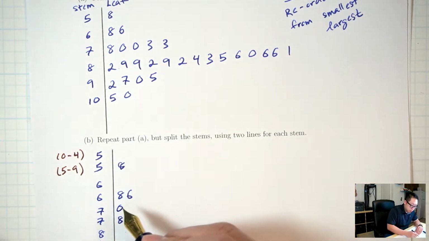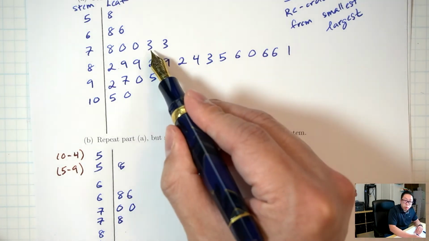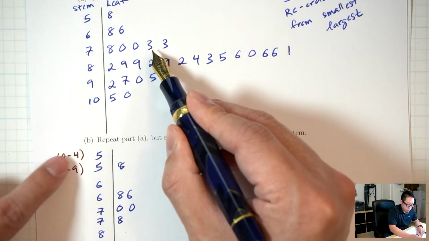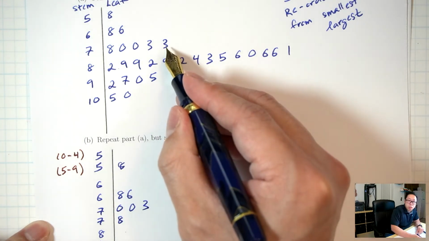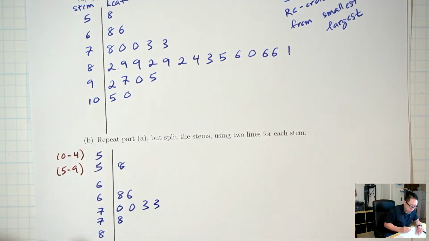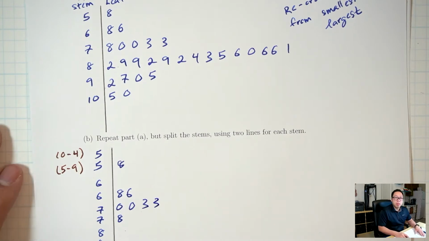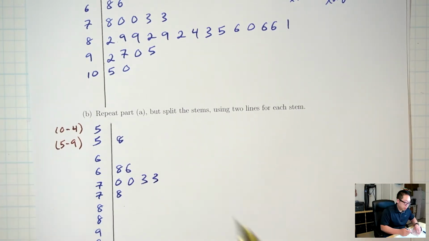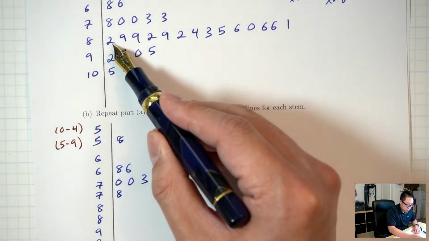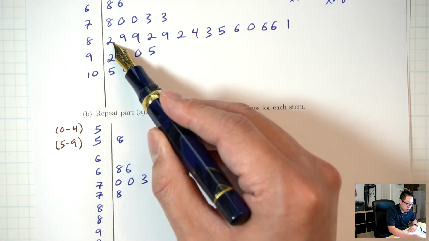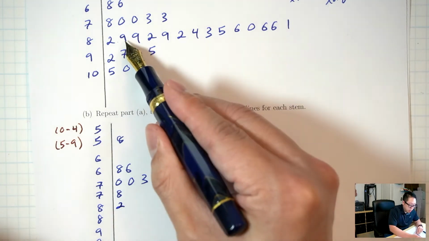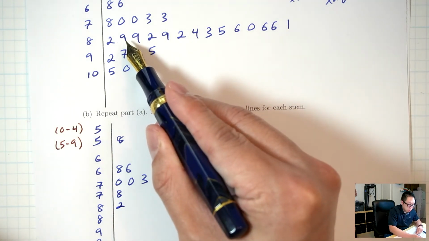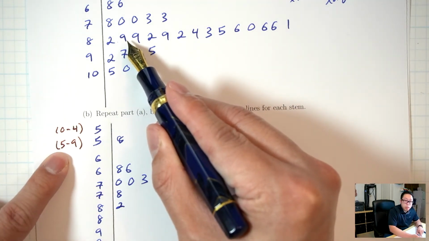Another 0 goes with the first 7. 3. So 3 is between 0 and 4, so it should go with the first 7. Another 3 should go with the first 7. Now for my 8s, 2. Okay, 2 is between 0 and 4, so 2 is going to go with the first 8. 9, it should go with the second 8.